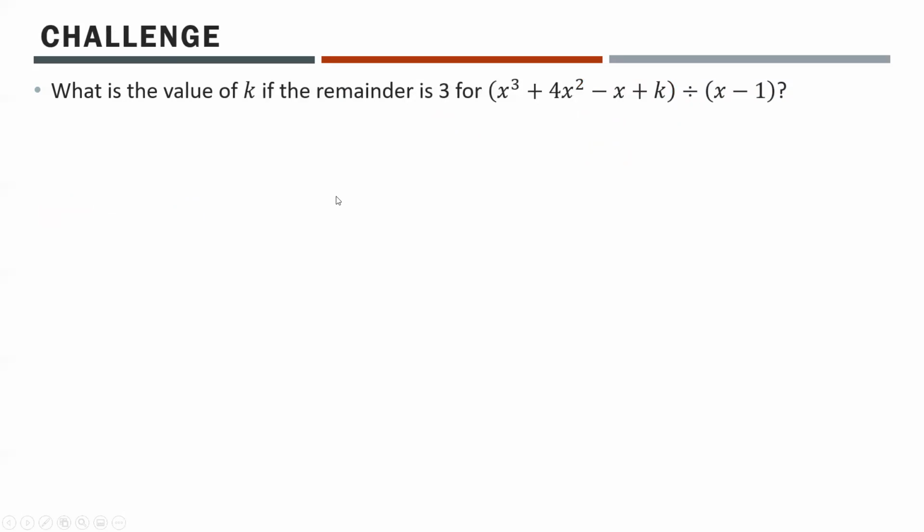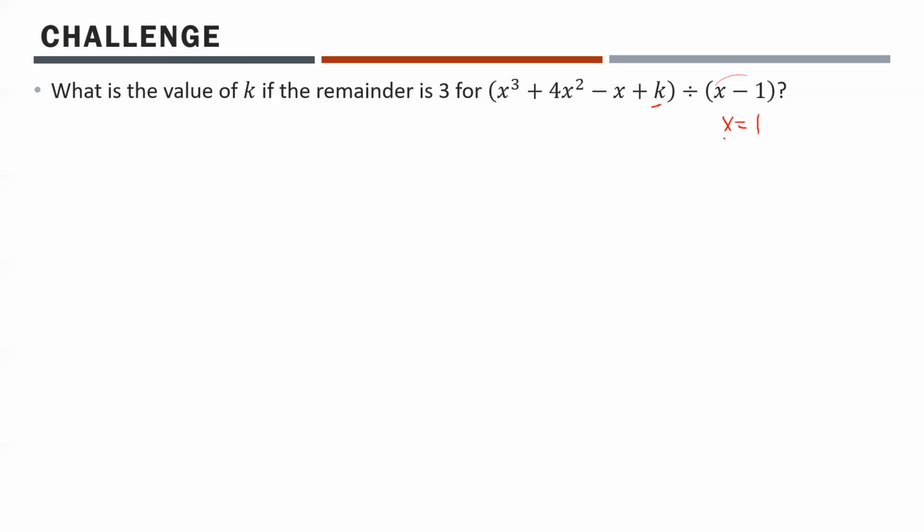Oh, this one's a bit of a challenge. So what is the value of k if the remainder is 3 for this polynomial, with k right there, divided by this binomial right here? Well, here's something interesting. Since we know the remainder is 3, then from the remainder theorem, plugging in x equals 1 should spit out a remainder of 3.